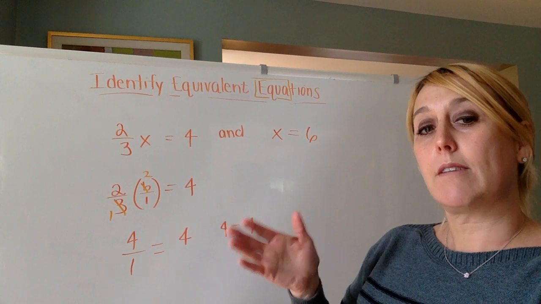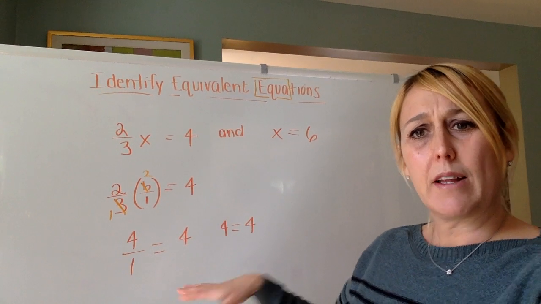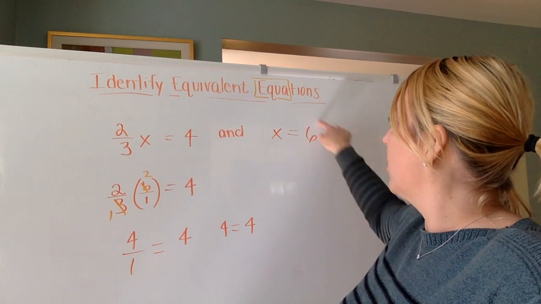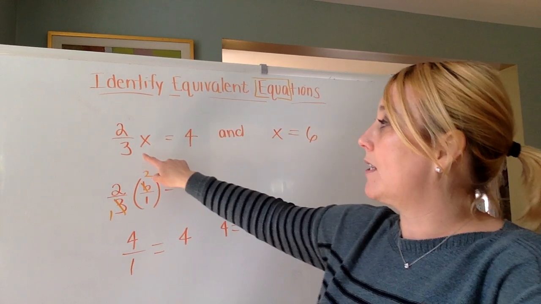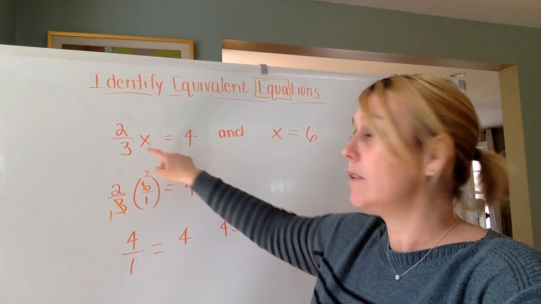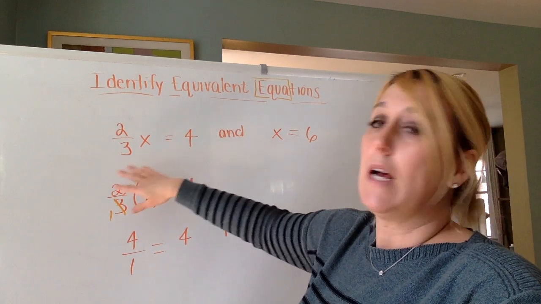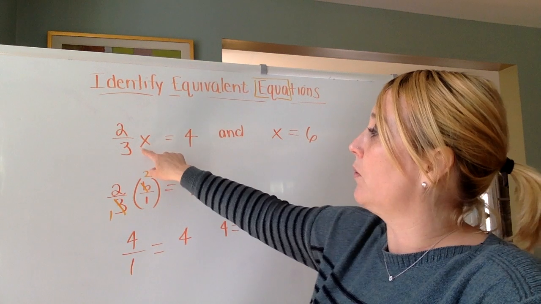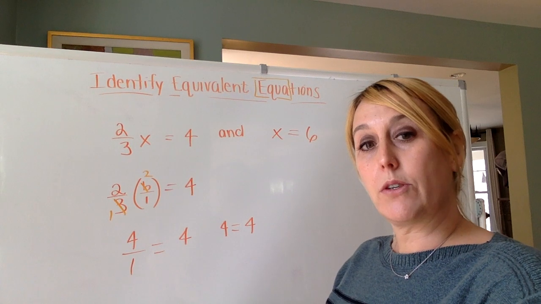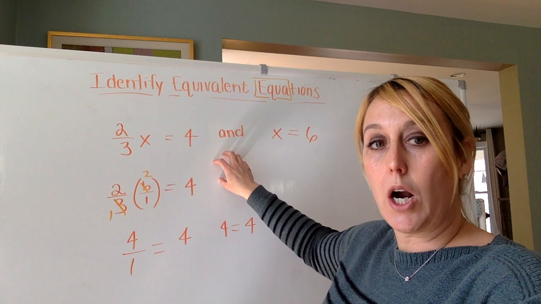So the misconception here would be like, wait, Mrs. Seymour, but x equals 6. And now we have 4. Like, how can that be? Well, because what we did is substitute here. We substituted the value of x equals 6 into an equation that was saying 2/3 of 6. So 2/3 times 6 equals 4. And when we substituted that value into that equation, we did get answers that were equivalent to each other. So therefore, these equations are equivalent.